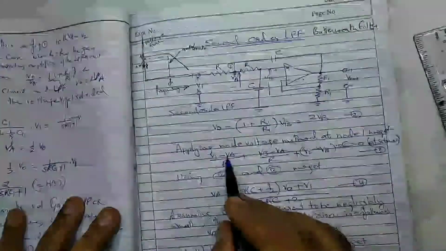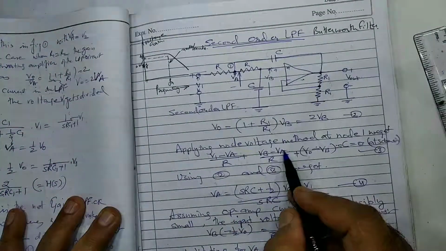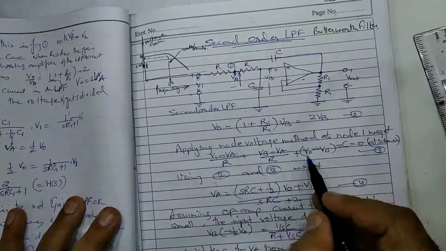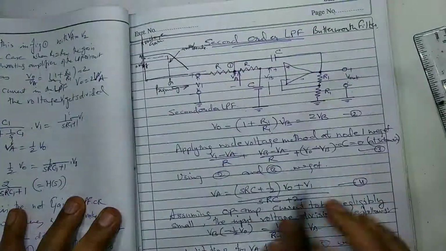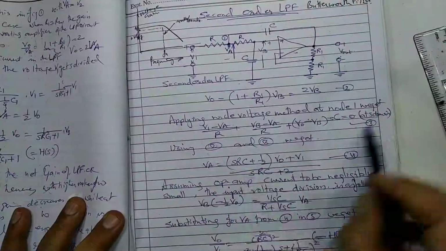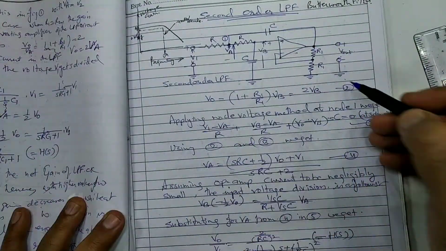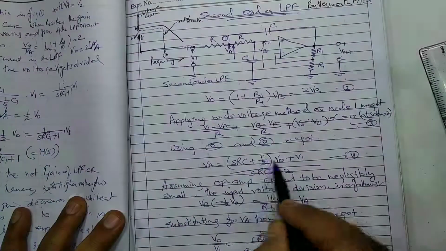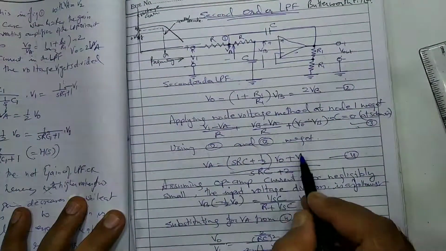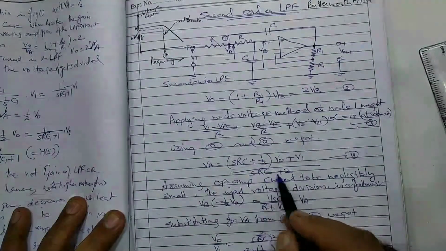(V1 − VA)/R + (VB − VA)/R + (Vo − VB)·SC = 0 in the S domain. This is equation number 3. Now using 2 and 3, we get VA = [(SRC + 1/2)(Vo + V1)] / (SRC + 2). This is equation number 4.